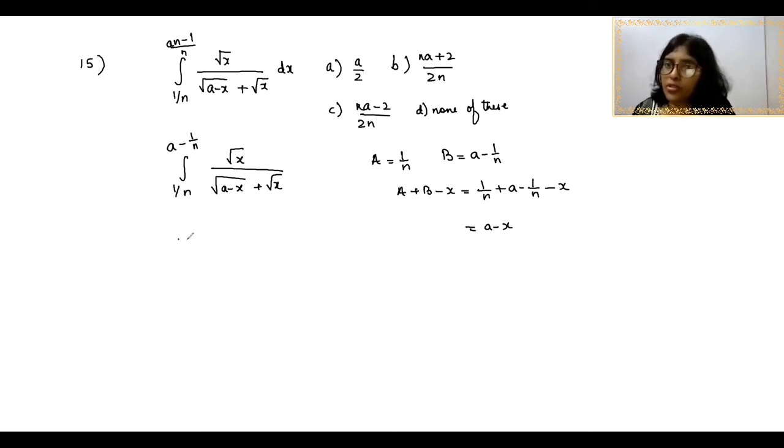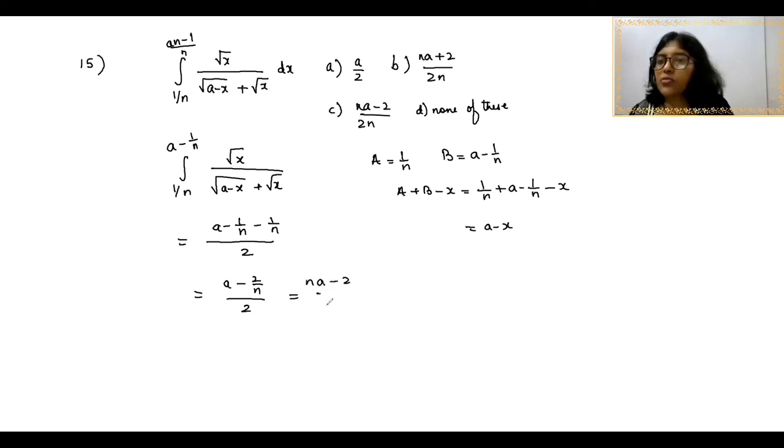So you can put it directly. That is B minus A upon 2. Upper limit minus lower limit upon 2. That is A minus 2 by n. And if we want one of the options here, we need to take LCM. And if you do the long regular method, it will turn out to be 1 upon n, A minus 1 upon n, and instead of x, we will write A plus B minus x.